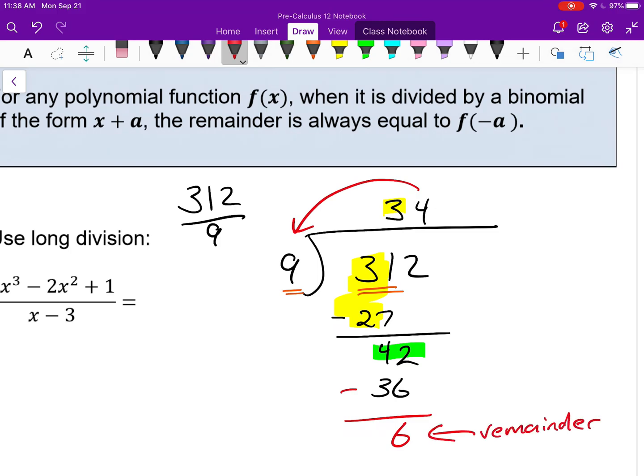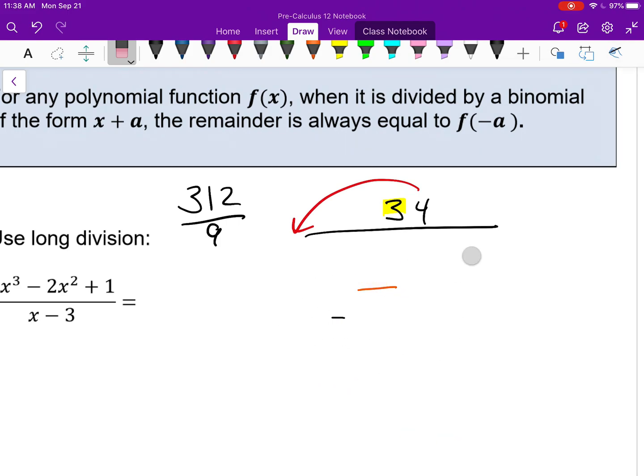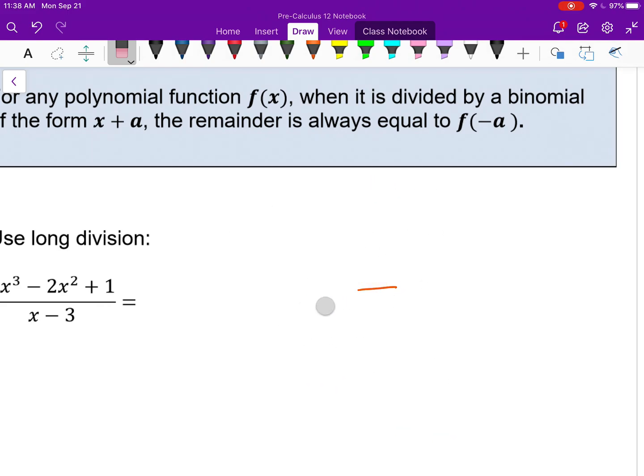And we'd say that, if this was grade 4, 312 divided by 9 equals 34 with a remainder of 6. That remainder of 6 means there's that many left over that can't be formed into a perfect group. Okay, so I want to do the same thing now, but with polynomials, which sounds more frightening, but really, it's the same sort of idea.